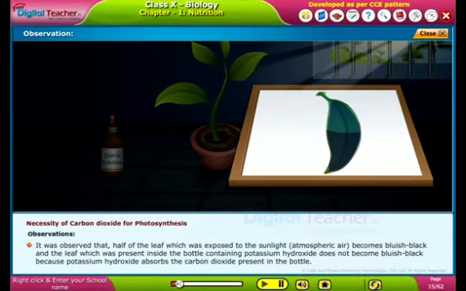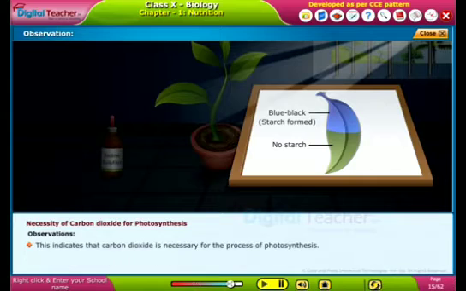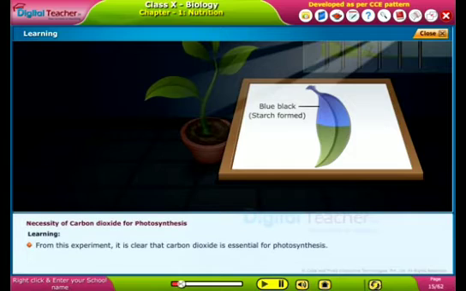It was observed that the half of the leaf that was exposed to the atmospheric air in sunlight becomes bluish black, and the leaf which was present inside the bottle containing potassium hydroxide does not become bluish black because potassium hydroxide absorbs the carbon dioxide present in the bottle. This indicates that carbon dioxide is necessary for the process of photosynthesis. From this experiment, it is clear that carbon dioxide is essential for photosynthesis.